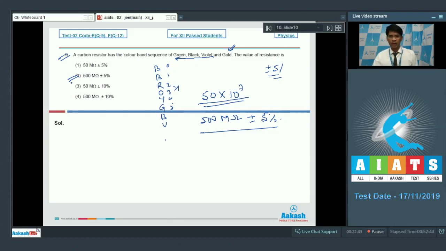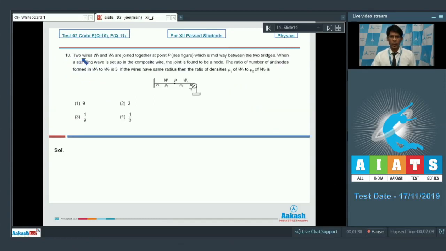Now we shall take on question number 10 here. In question number 10, two wires W1 and W2 are joined together at point P, which is midway between the two bridges. When a standing wave is set up in the composite wire, the joint is found to be a node. The ratio of the number of antinodes formed in W1 to W2 is 3. If the wires have the same radius, then the ratio of densities ρ1 of W1 to ρ2 of W2 is? We need to find the value of the ratio of the densities there.